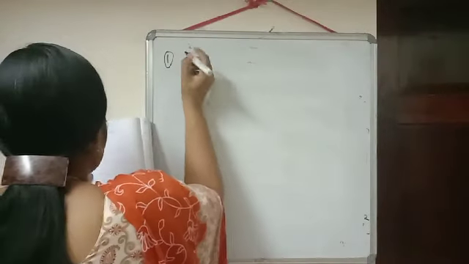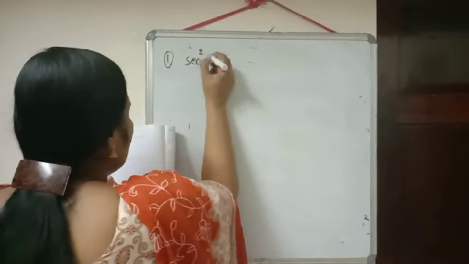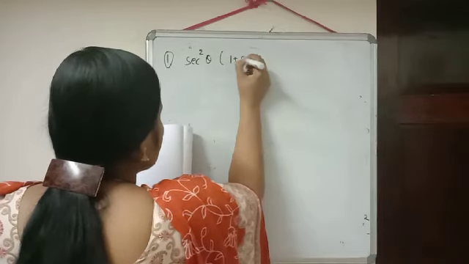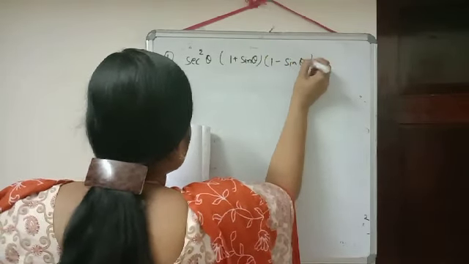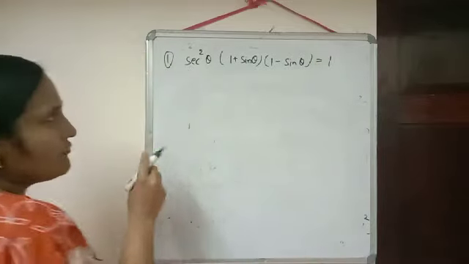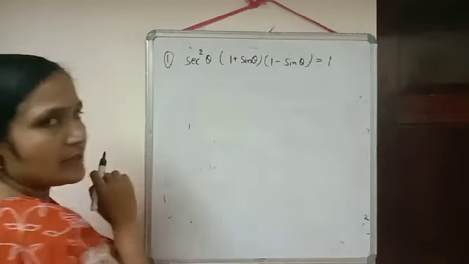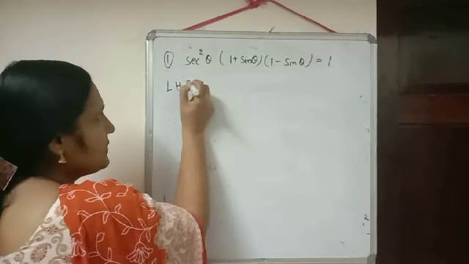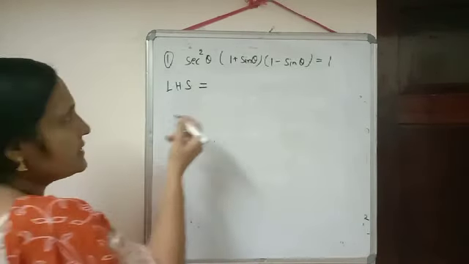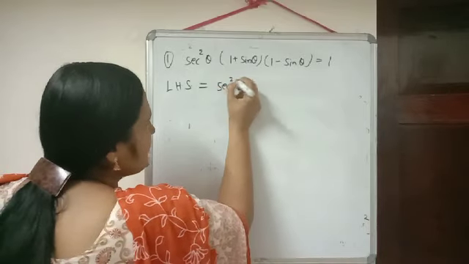The first question is: sec square theta into (1 plus sine theta) into (1 minus sine theta) is equal to 1. So we have to prove left hand side is equal to right hand side. For that we will prove left hand side is equal to 1. So first, sec square theta we will write as it is.